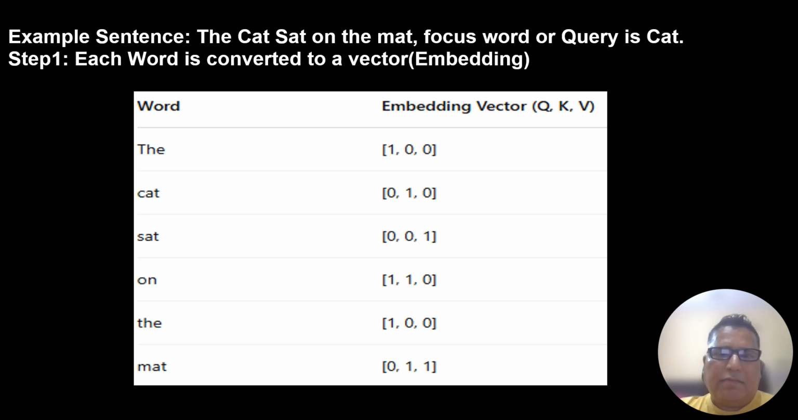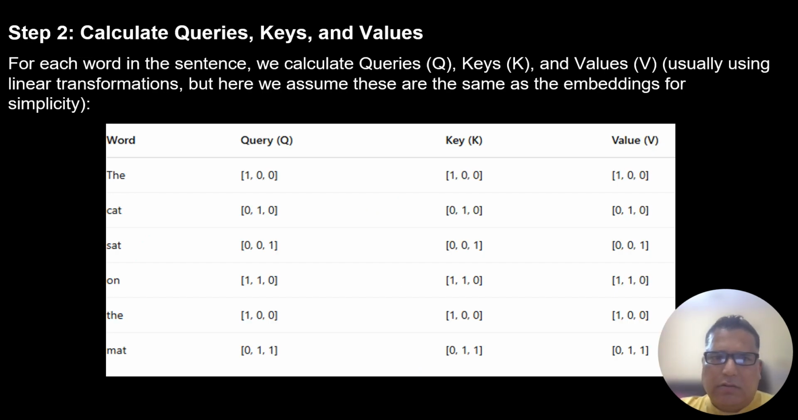Let's take an example. Our example sentence is the cat sat on the mat, with the focus word or query being cat. First of all, each word is converted to a vector or an embedding. We have taken a very simple embedding for all three, query, key and values, and that's represented on the screen. Now, similarly, the embeddings for keys and values are derived, and in this case, we have assumed these embeddings are also the same.